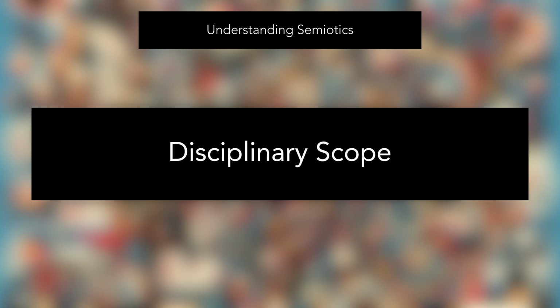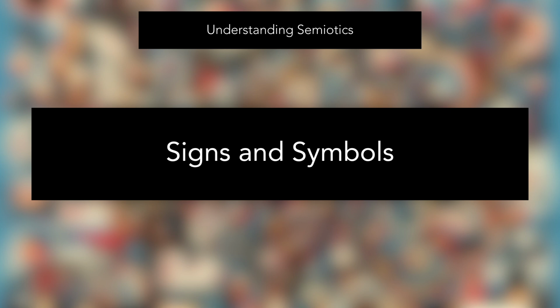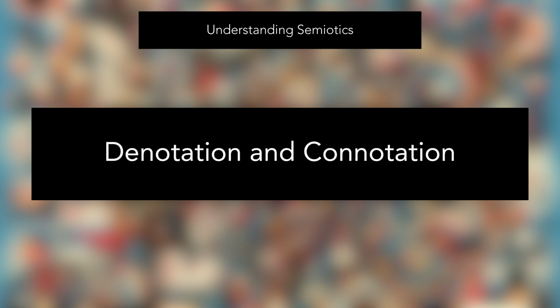and cultural theory. At the heart of semiotics is the concept of the sign, which consists of the signifier, which is the form of the sign, and the signified, which is the concept that it represents. A sign can be anything that conveys meaning, from words and images to objects and actions. Semiotics distinguishes between the denotation, which is the literal or primary meaning of a sign, and the connotation, which is the secondary, associated meanings that a sign carries within a particular cultural context.